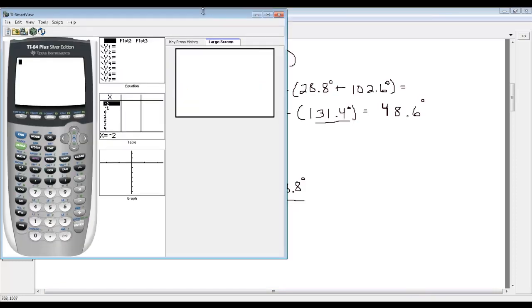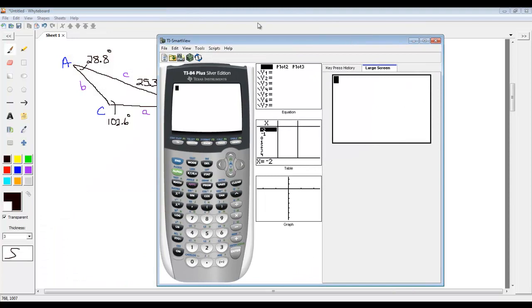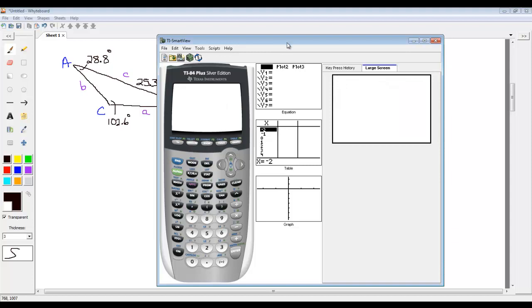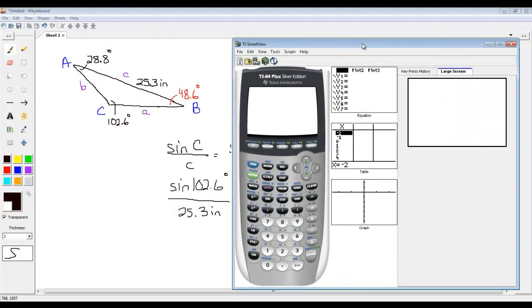Alright, so this problem's given in degrees. Let me check my mode real quickly here. I'm in degree mode. Excellent. It's a good practice to check that before you get started.